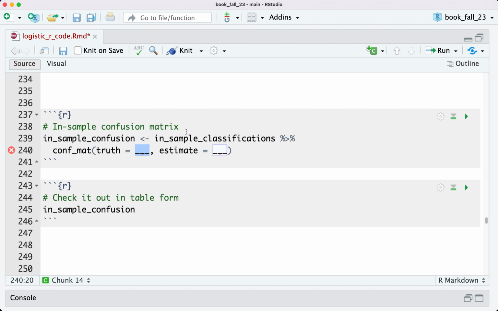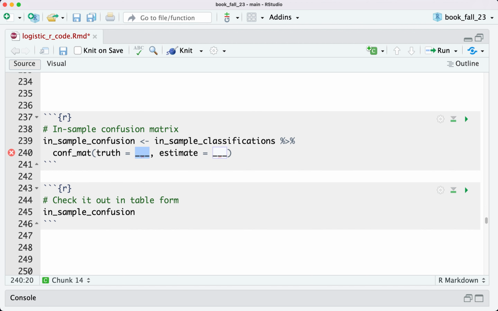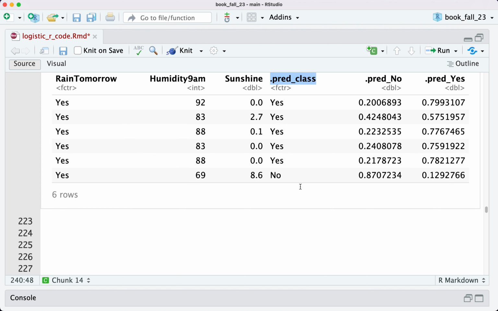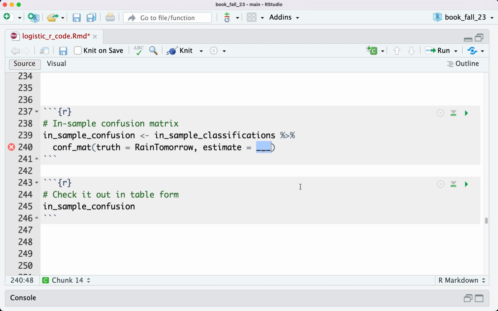In our in-sample classifications table above, the truth was stored as rain tomorrow. That's what actually happened. And our model prediction or estimate of what would happen was stored as .pred underscore class. So again, we're taking all of those classifications and building a confusion matrix.